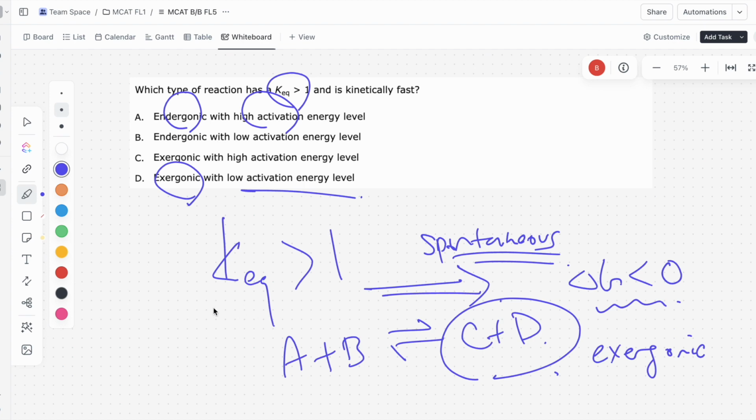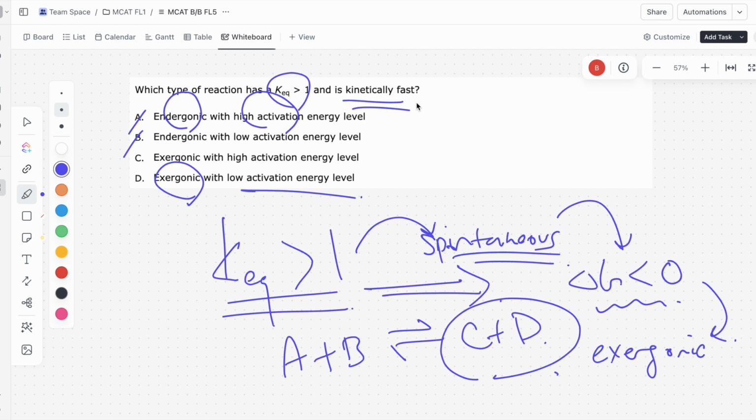Well, in this case, because we know KEQ is greater than 1, we know that this is a spontaneous reaction, which means delta G has to be less than 0, which means this reaction has to be exergonic. This eliminates A and B. Let's take a look at the second half of these answer choices, which is related to kinetics. Remember, KEQ, the equilibrium constant, and delta G's do not tell you anything about the kinetics of the reaction.